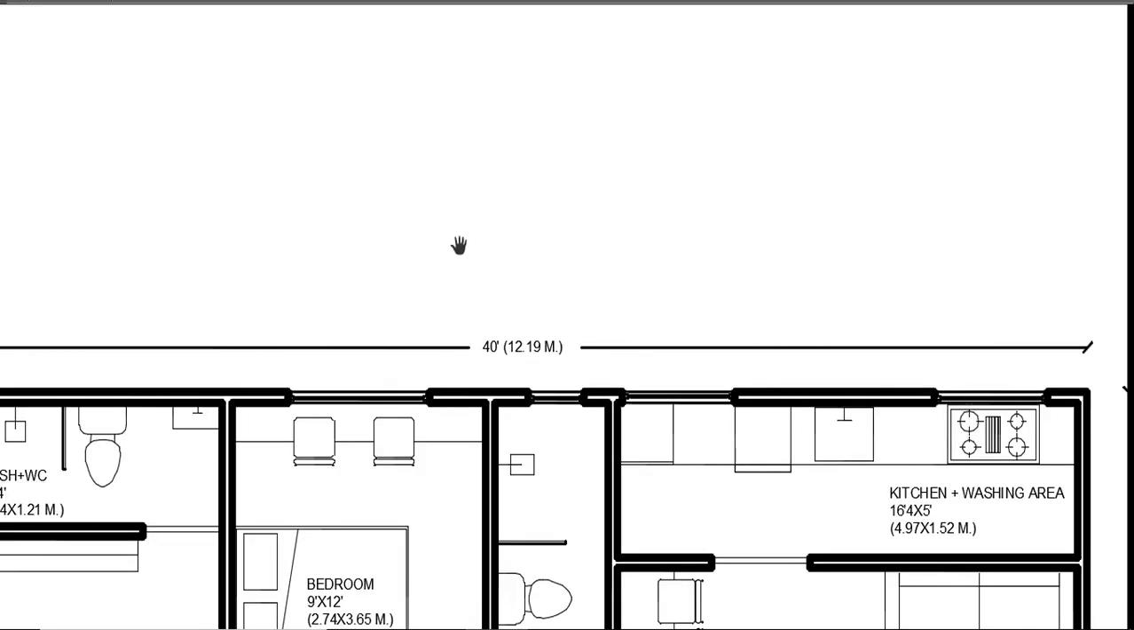So this is the floor plan of the house. There is a 40 feet 2 shipping containers. The total area I have taken is the length is 40 feet, in meter 12.19 meter, and the width is 16 feet, in meter 4.87 meter.